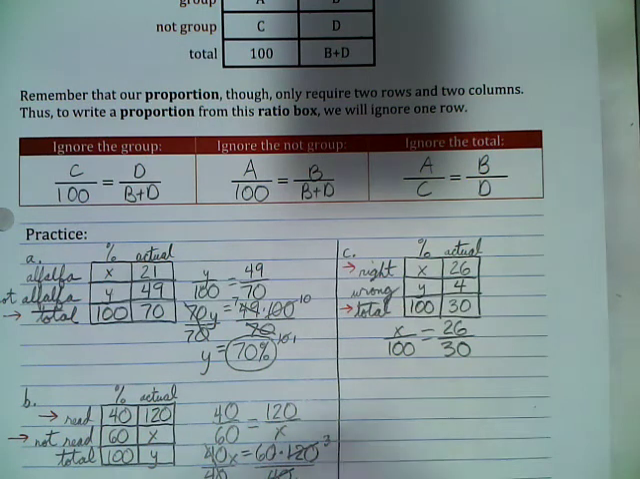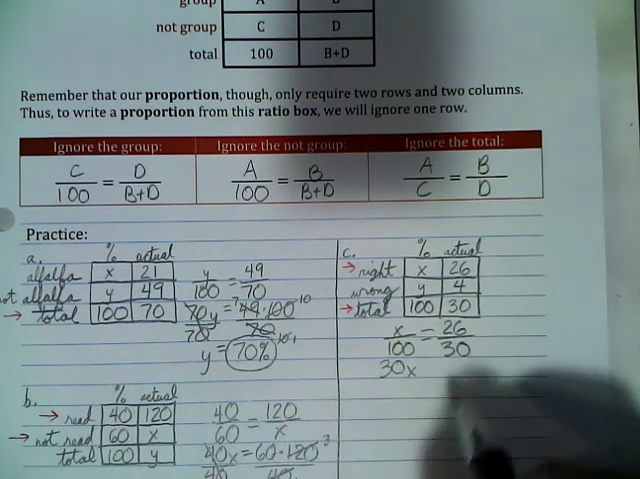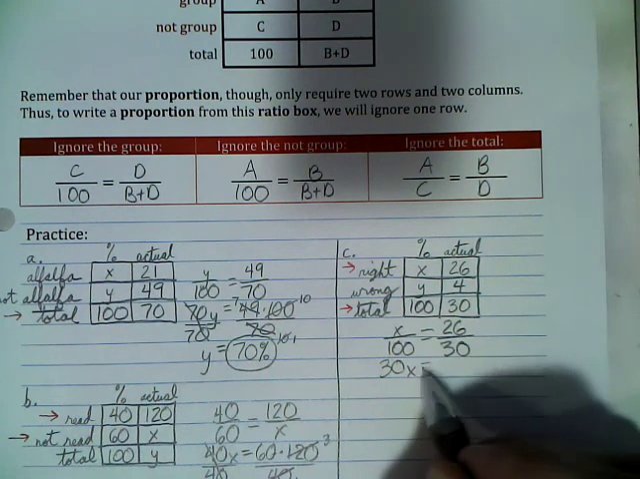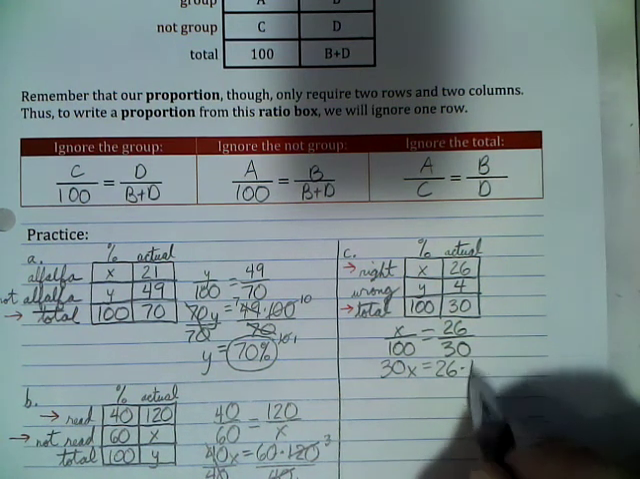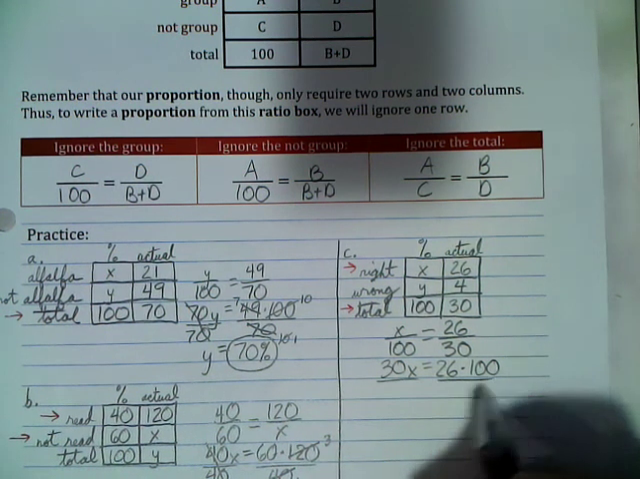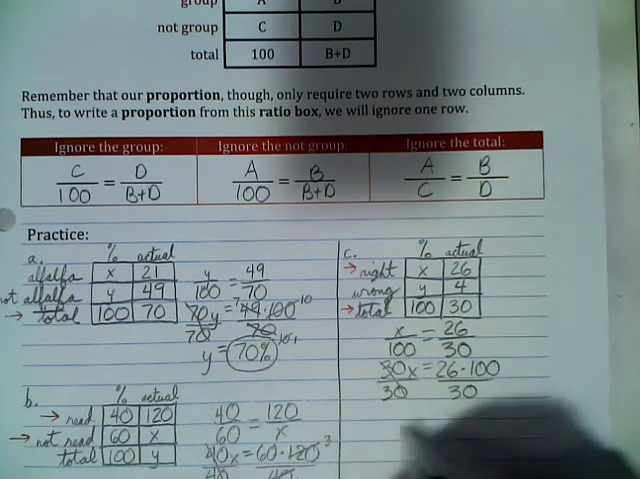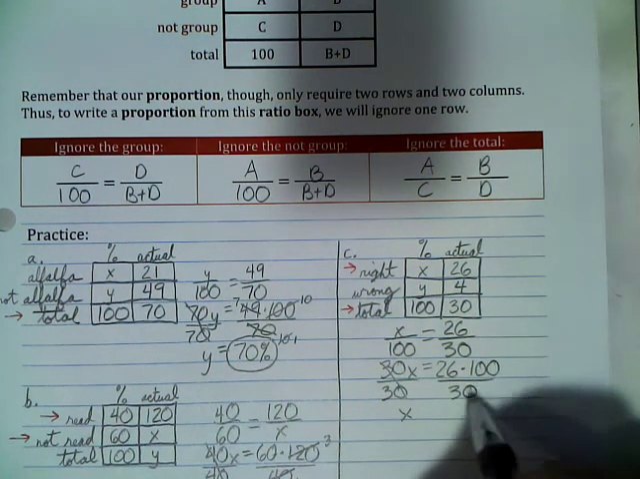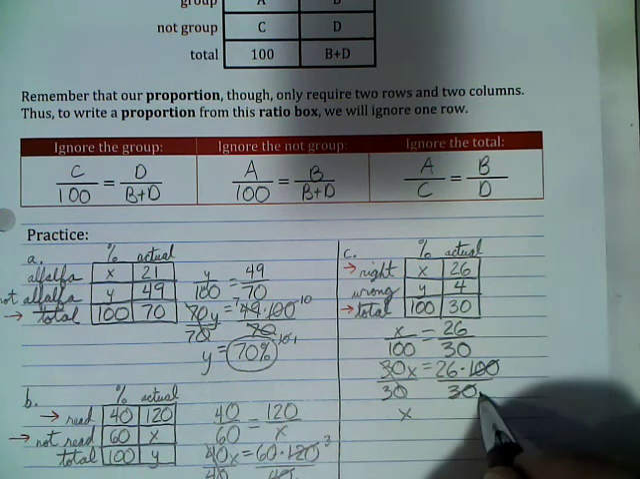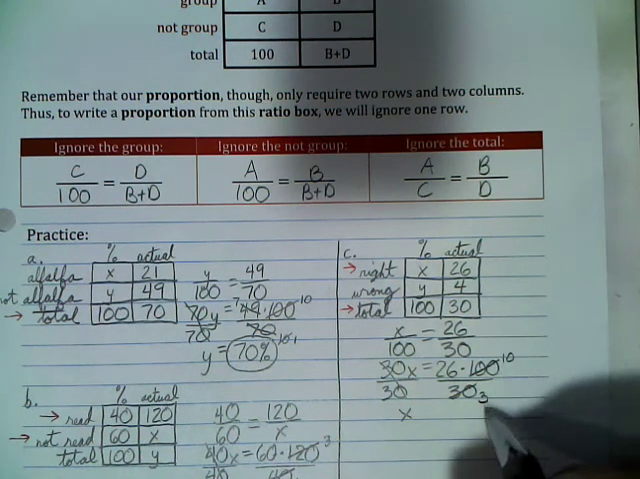And now we can go ahead and cross multiply. So x times 30 would be 30x. And 100 times 26, well, 26 times 100. Divide both sides by 30. Now that leaves me with x. Over here I can reduce these by 10. So 10 goes into 30 3 times, 10 goes into 100 10 times. Well, 3 and 10 do not reduce, and 3 and 26, oh, they don't reduce either.